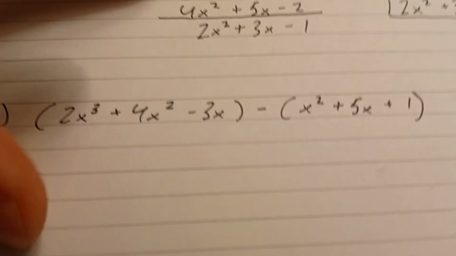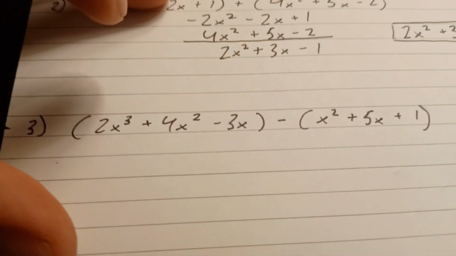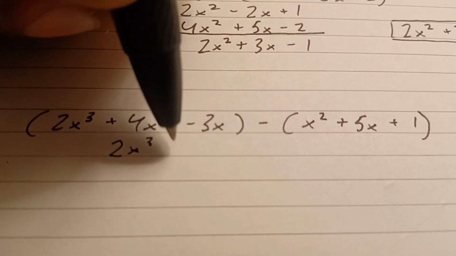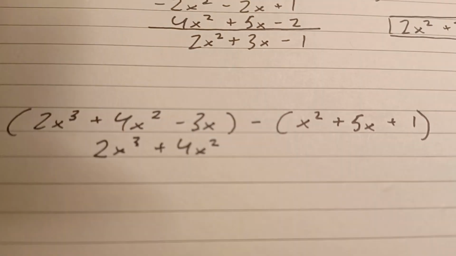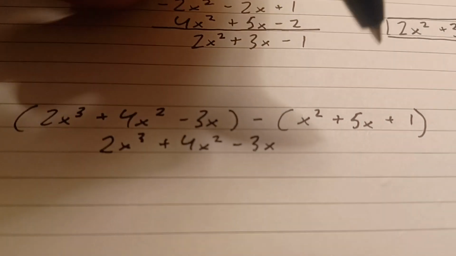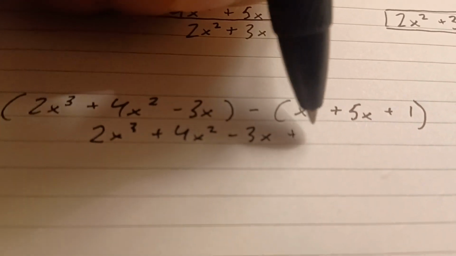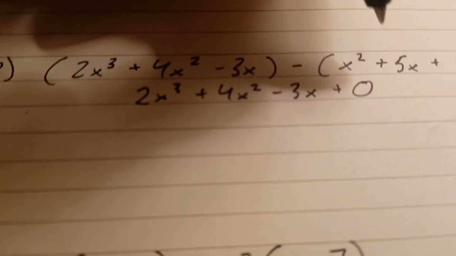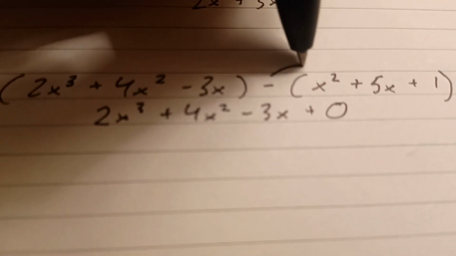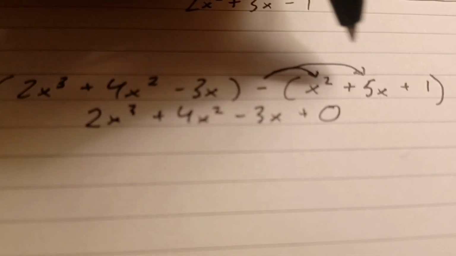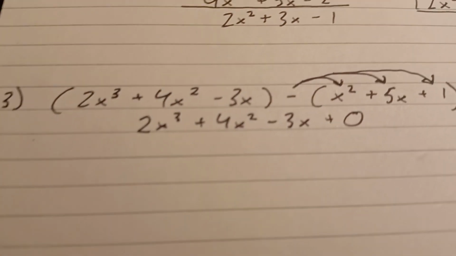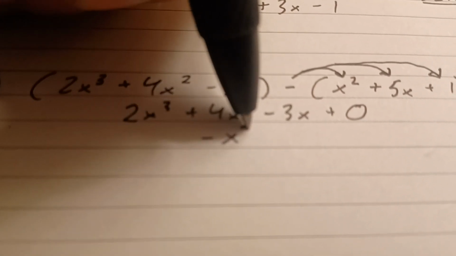Let us write this in the same format as we did with this one, because it just makes it easier. We have 2x cubed plus 4x squared minus 3x, and let us just add a 0 here just to make things easier to align. And now we have a negative. Again, we're going to use the distributive property to multiply this negative to all of these terms in here. That is going to give us negative x squared. We're going to put that here in line with the x squared.